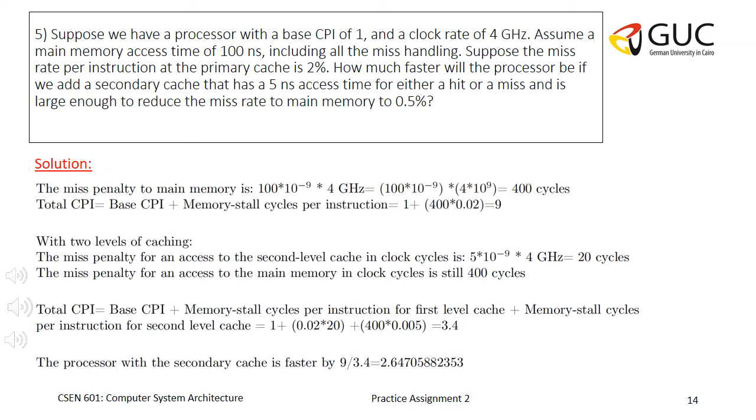Okay. But do we have to go to the main memory every time? No, because the miss rate was only 2% in the primary cache. So for example, if you are accessing the memory 100 times, we will miss only 2 times and we will hit 98 times. Okay, so if we have only one instruction, we will miss with a rate of 0.02 for this instruction.